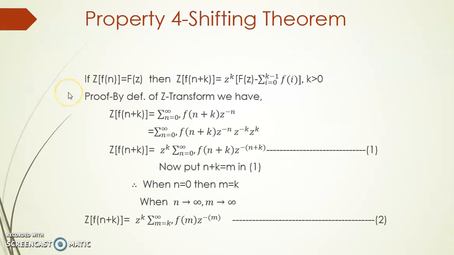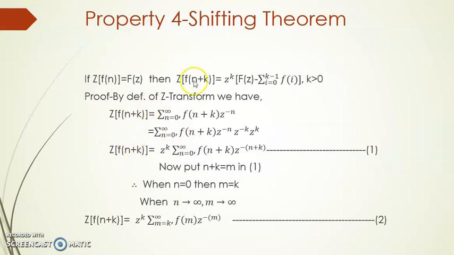Property 4 is the shifting theorem. If Z-transform of f of n is equal to F of z, and your sequence is of the form f of n plus k, then what is the change in your answer? F of z gets multiplied by the term z to the power k and subtracted by the term summation i equal to 0 to k minus 1 of f of i times z to the power minus i, where k is greater than 0. So here is the related proof of the shifting theorem.